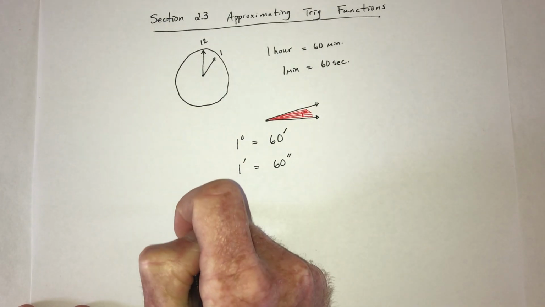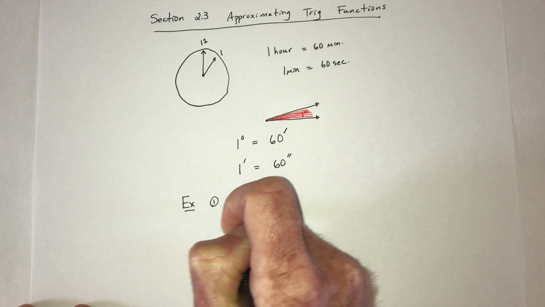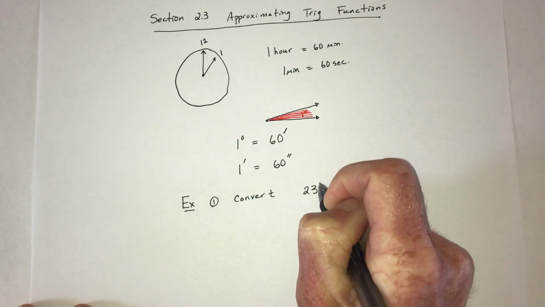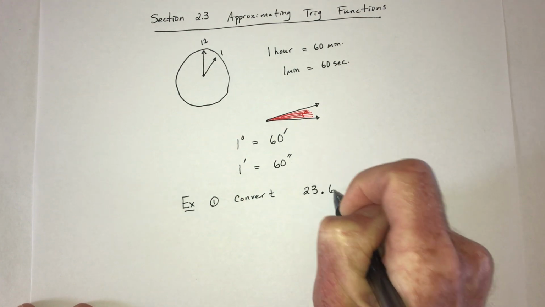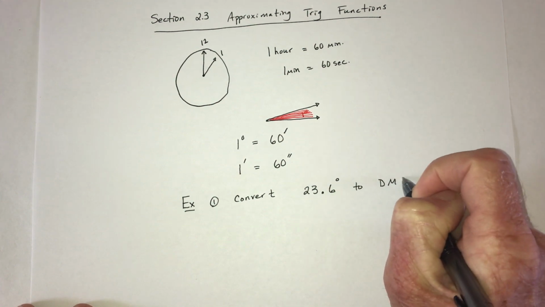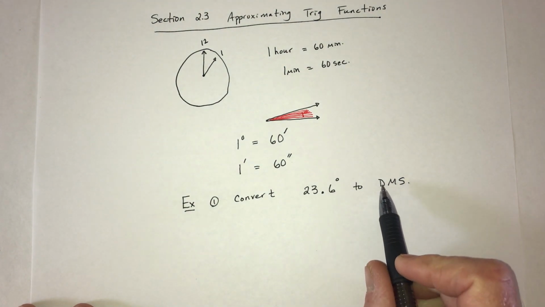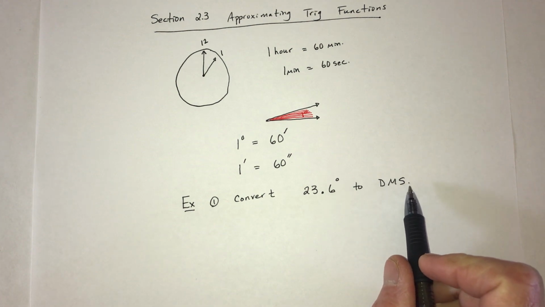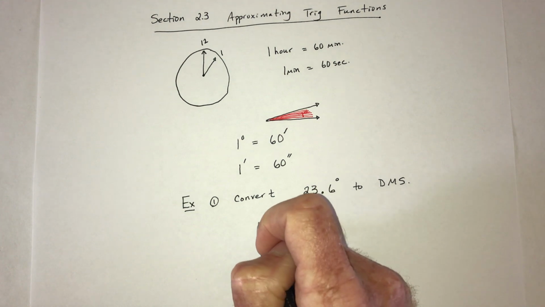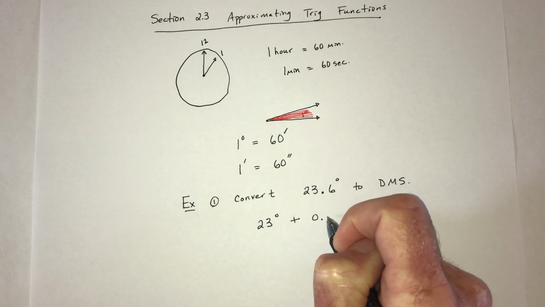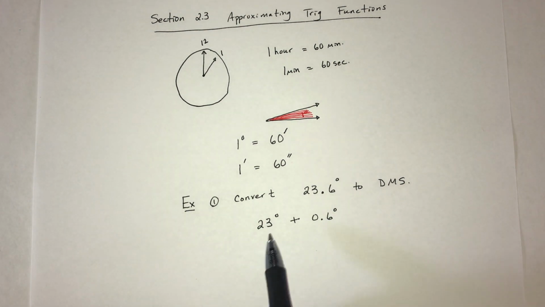Now, for example, convert 23.6 degrees to degrees, minutes, and seconds. And again, you could write out degrees, minutes, and seconds, or use this abbreviation DMS. Well, basically this 23 degrees could be written as 23 degrees plus a decimal part. So this part, that's already the degrees, that's done.